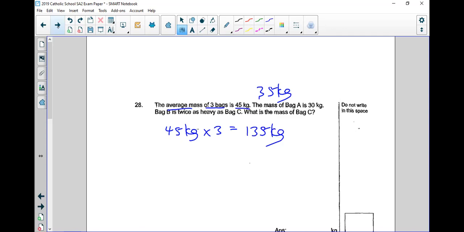And then what do you do? The mass of bag A is 30 kilogram. So you can draw your simple model. And bag B is twice as heavy. So is it heavier than bag A? I don't know. So you just anyhow draw. Okay, just anyhow draw. We are not sure.